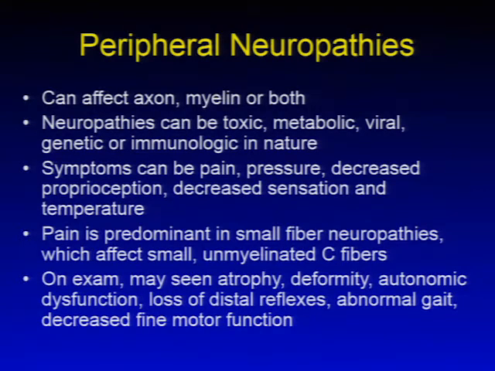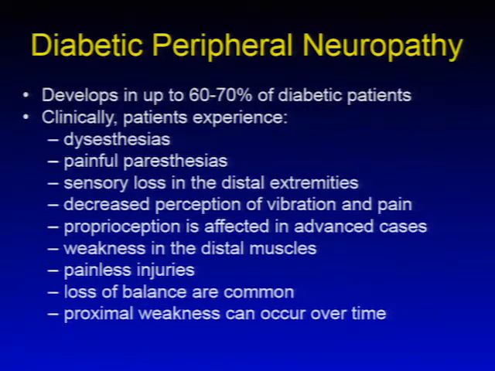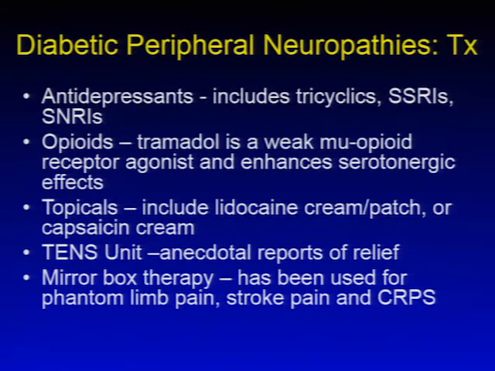On exam, a patient with peripheral neuropathy may have noted atrophy, deformity, autonomic dysfunction, loss of distal reflexes, gait abnormalities, and decreased fine motor functions. Typically, diabetic peripheral neuropathy is seen in about 60 to 70% of diabetic patients. Patients may experience dysesthesias, painful paresthesias, sensory loss, decreased perception, proprioception loss, and in more advanced cases, weakness in the muscles, painless injuries may occur, loss of balance may occur, and proximal weakness may occur over time.